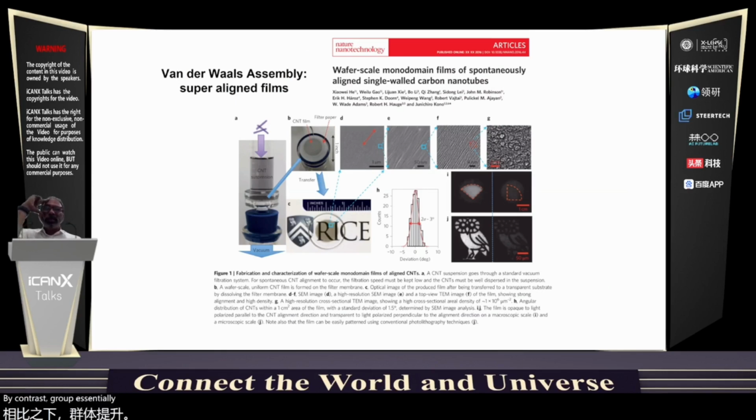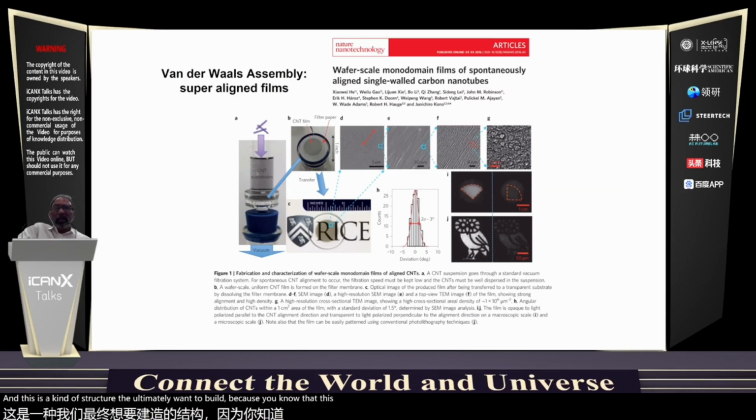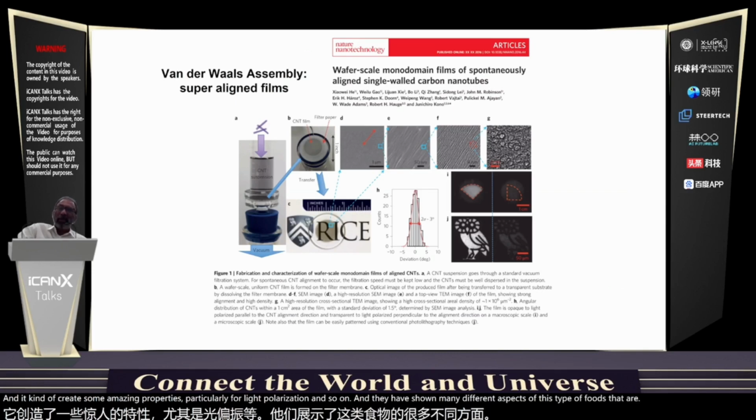Essentially, what they did was separate nanotubes based on chirality, and then assemble them in this super aligned film modality. And this is the kind of structure that you ultimately want to build, because this film has one type of nanotube all aligned in one direction, and it creates some amazing properties, particularly for light polarization and so on. And they have shown many different aspects of these types of films that are very well aligned.